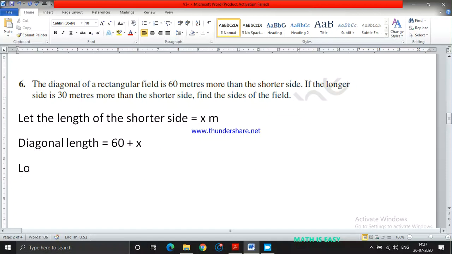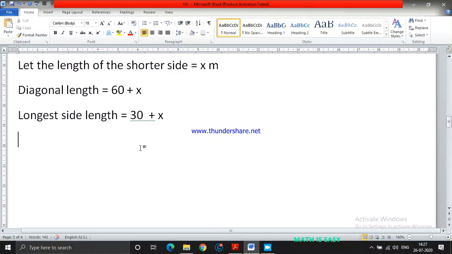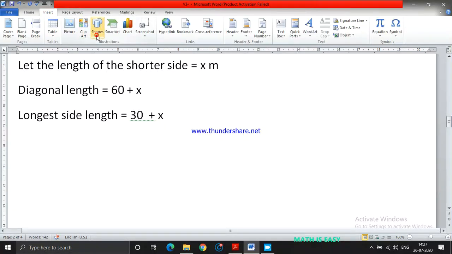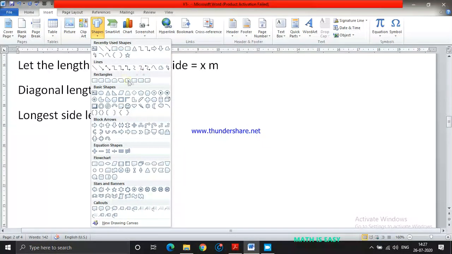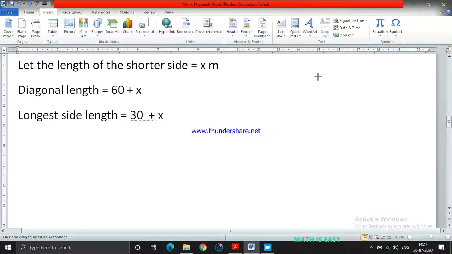Then the longer side length is 30 meters more than the shorter side. So it is 30 plus x, where x is the shorter side. Now what is the relation between the diagonal, shorter side and longer side? Is there any relation between them? Did we study anything regarding that?